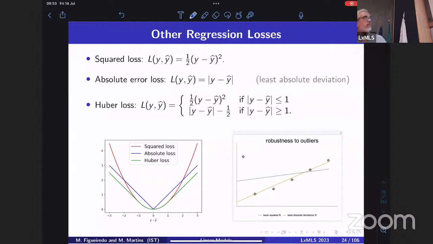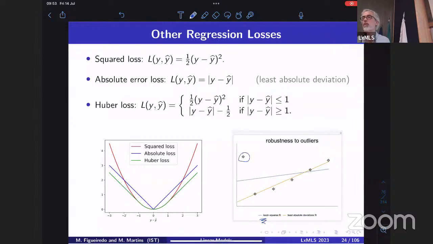So why do we use these others sometimes? For something called robustness. Suppose you have those 6 data points there, okay? What happens if you do least squares regression? If you try to fit a straight line to those points using a squared error, you get the blue line, okay? The blue line is the least squares solution. It's very strongly influenced by this point here, which seems to be an outlier.